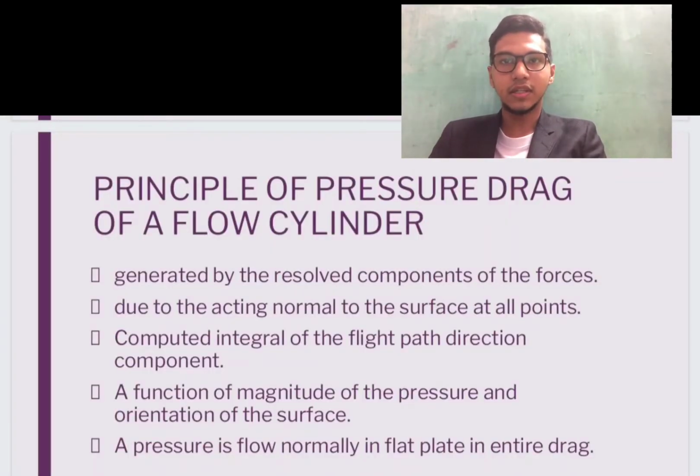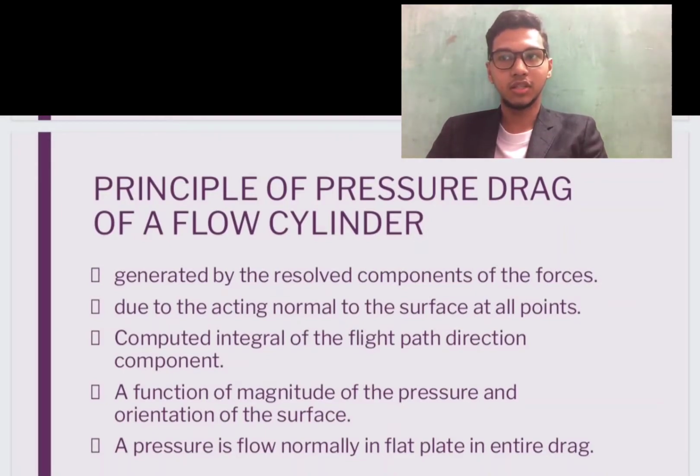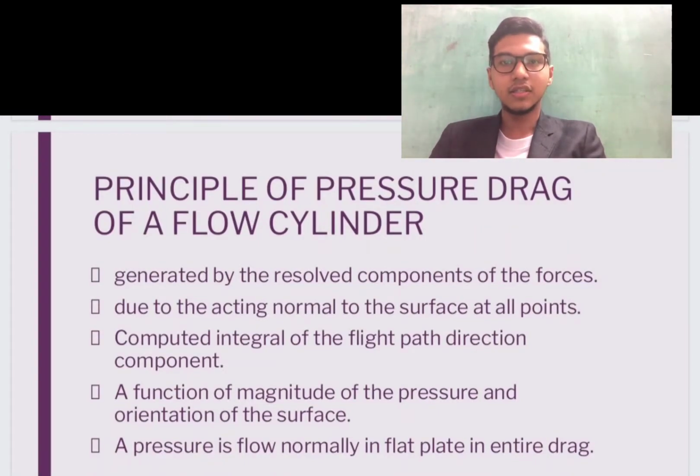I will talk about the principle of the pressure drag of a flow over a cylinder. The pressure drag is generated by the resolved components of the force. It is due to the force acting normal to the surface at all points. The pressure drag is computed as the integral of the flow path direction components, as a function of the magnitude of the pressure and the orientation of the surface. Hence, the pressure drag is the pressure of a flow normal to a flat plate, which is the entire drag.